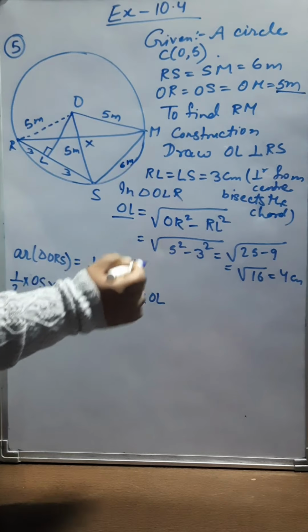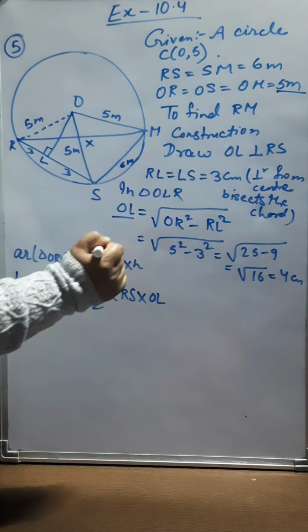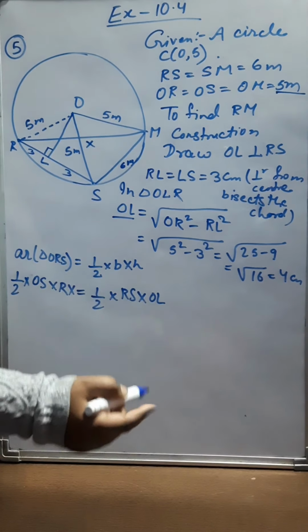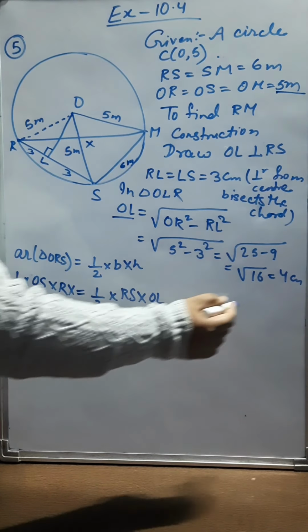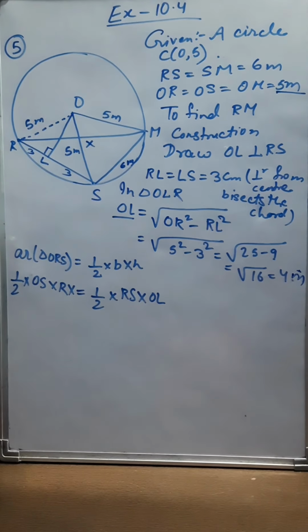OR is 5 square minus 3 square. So which is 25 minus 9. 5 square is 25 minus 3 square 9. 25 minus 9 is 16, which is equal to 4 centimeter. 4 meters, sorry. So we got the length of OL.